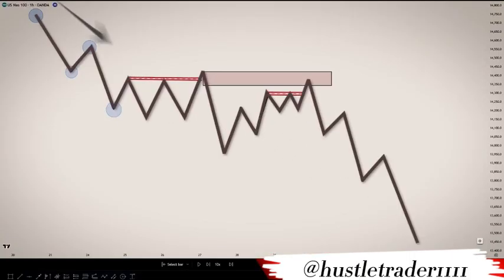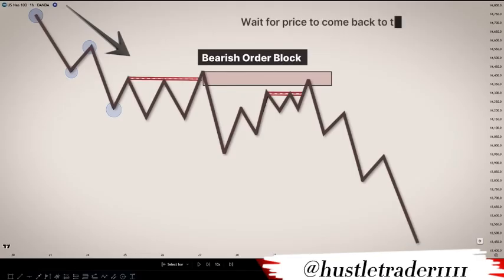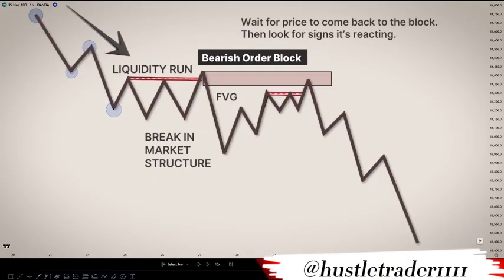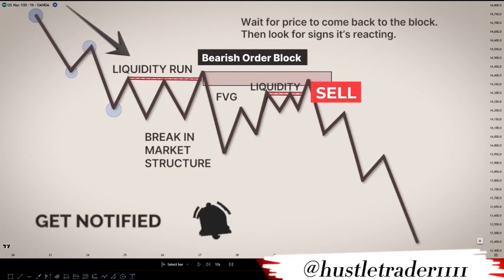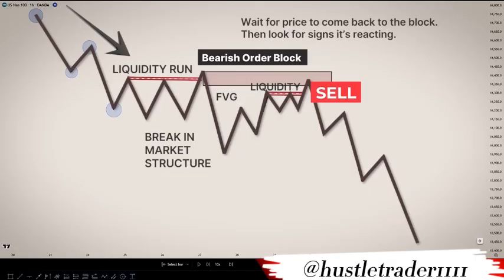And when you find these high-quality blocks, it's best to wait. Wait for price to come back to the block. Then look for signs it's reacting. Maybe it stalls there, or it might make a small move and reverse. These are clues for potential trades. And please be realistic. Not every order block will lead to a good trade.